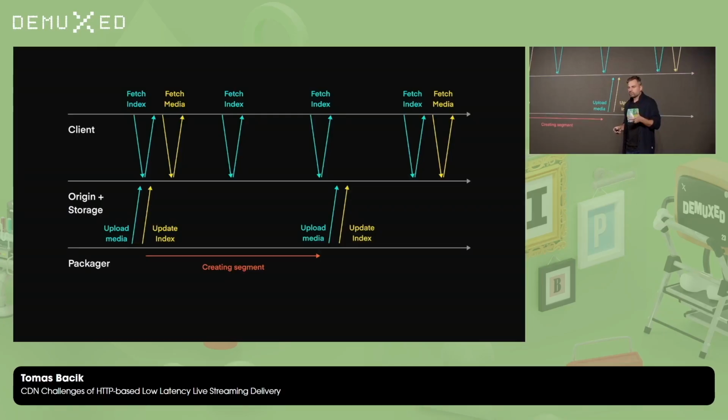So when you work only with completed segments, you always have to wait until the full segment is completed, and only then do you upload it to the client. And basically, the segment duration is then added to the overall latency, because you have to wait the whole time.